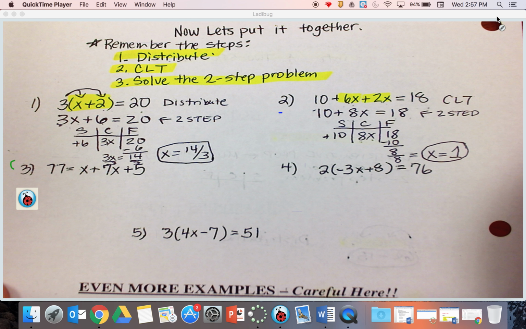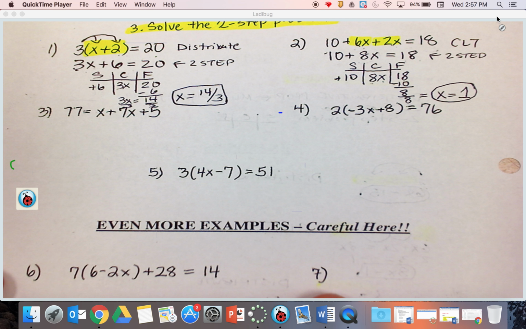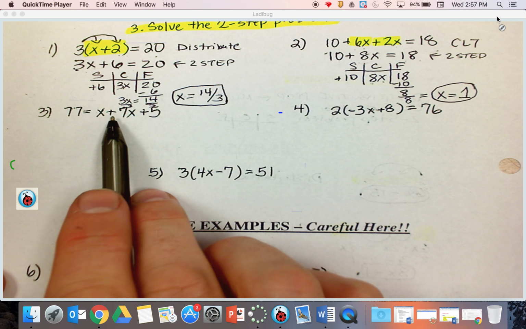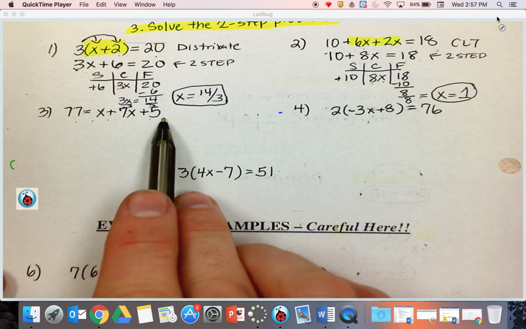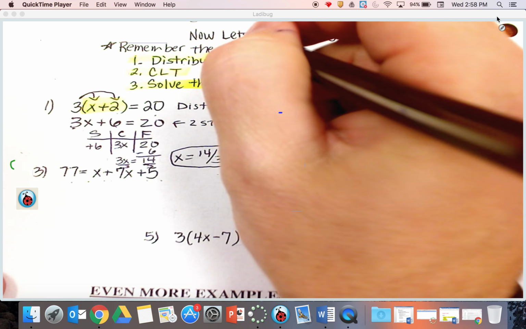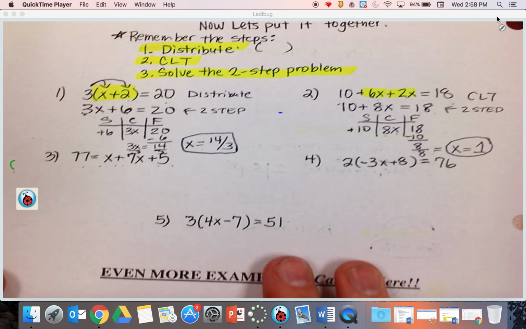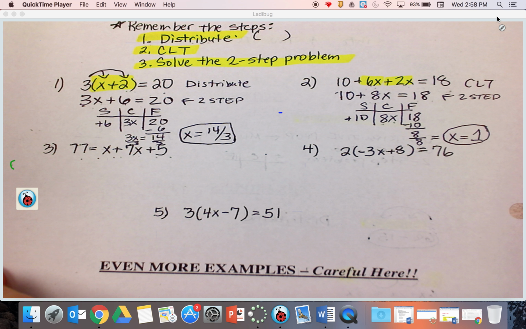Let's try a couple more. All right. If I do a couple more here, like on number 3. Let's look at number 3. 77 is equal to x plus 7x plus 5. First step is look for distributive property. That's the ones with the parentheses. Do I have any parentheses here? No, no parentheses, so I don't need to distribute.